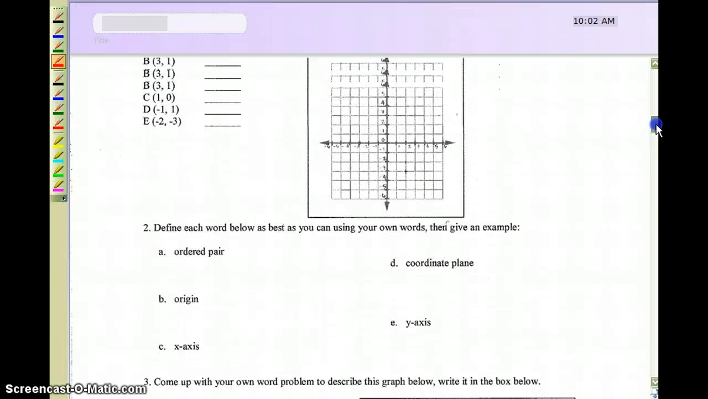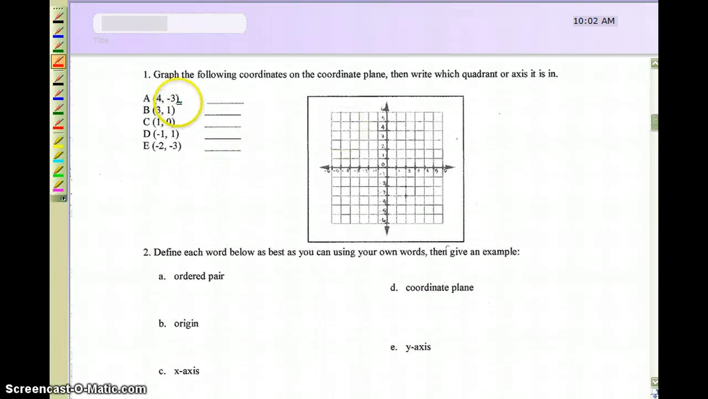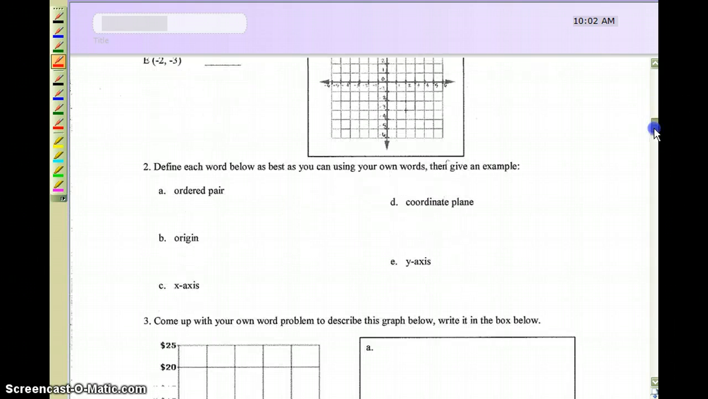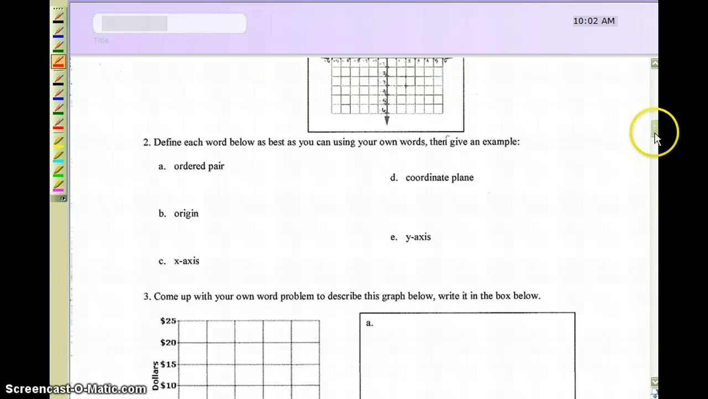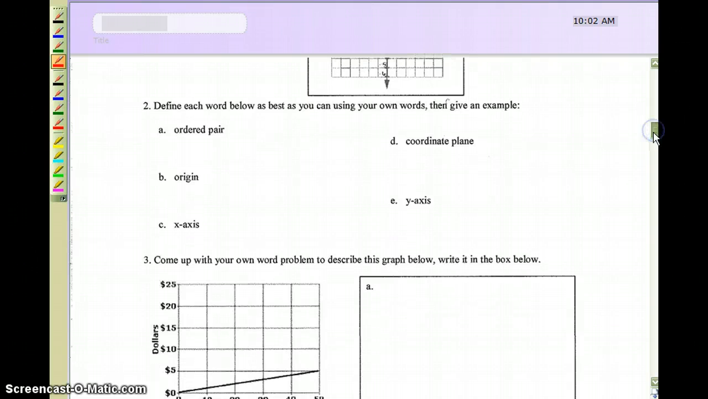Okay, and then on the back side of the worksheet, I'm going to graph these points onto my graph, making sure that I also write the quadrant that they are in. I'm not going to do that part for you. Make sure that you define these words and that you know what they mean for your quiz tomorrow.